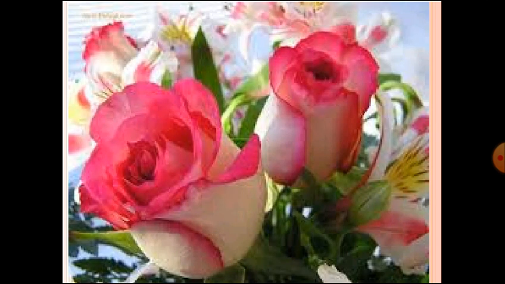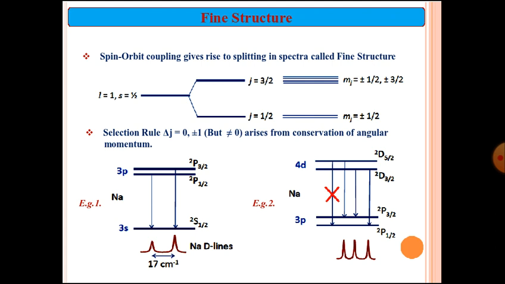This topic over. Next topic, fine structure. In fine structure, 10 out of the 11 electrons of the normal sodium atom are interlocked in closed shells. They contribute nothing to the angular momentum of the atom. We have to consider only the state of the 11th optical electron in discussing the spectrum of neutral sodium. The spin orbit coupling gives rise to splitting in the spectra called fine structure.